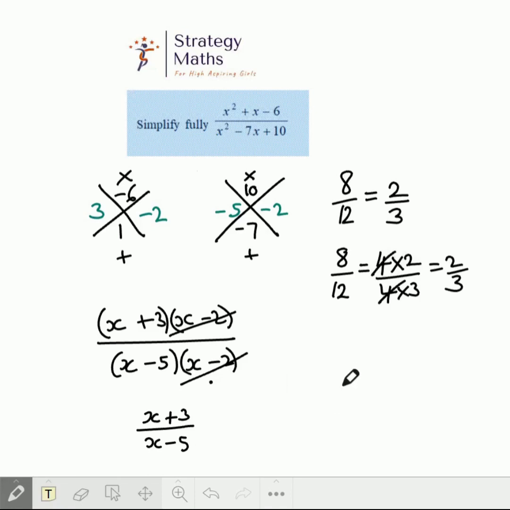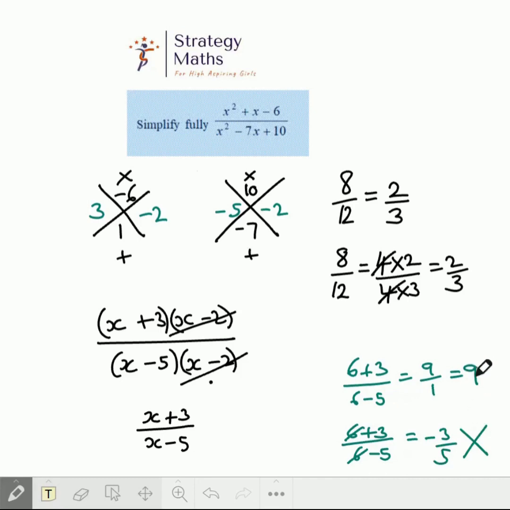Let's take this one step further and consider substituting x with just a random numerical value. Let's go for 6. If I replace x with 6, 6 plus 3 on the top over 6 minus 5, that gives us 9 over 1, which is 9. Now imagine if I write that fraction out again and start cancelling out the 6's, because I see that I've got a 6 on the top and a 6 on the bottom. What I end up with then is 3 over minus 5, or minus 3/5, and we can see that's absolutely not the right answer. The answer should be 9.